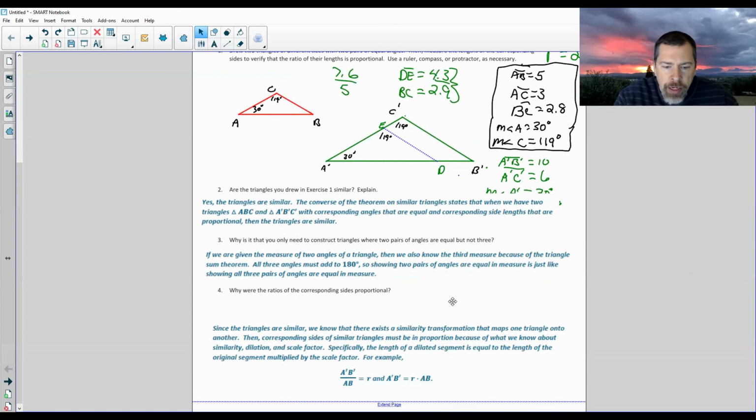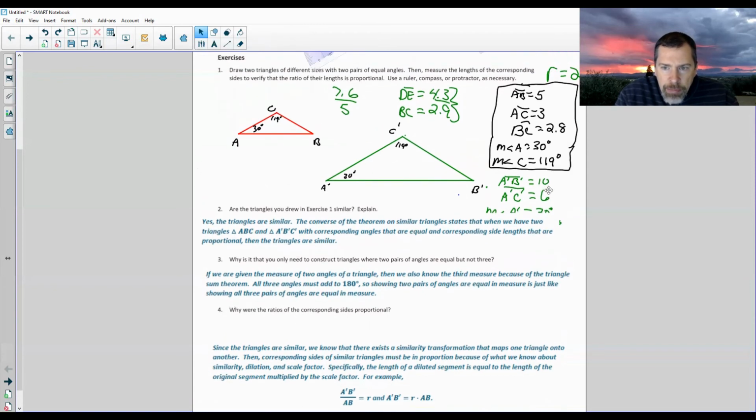So in other words, side A prime B prime, my base from here all the way over to here without this dash line, without this D and E, A prime B prime divided by AB should equal 2.